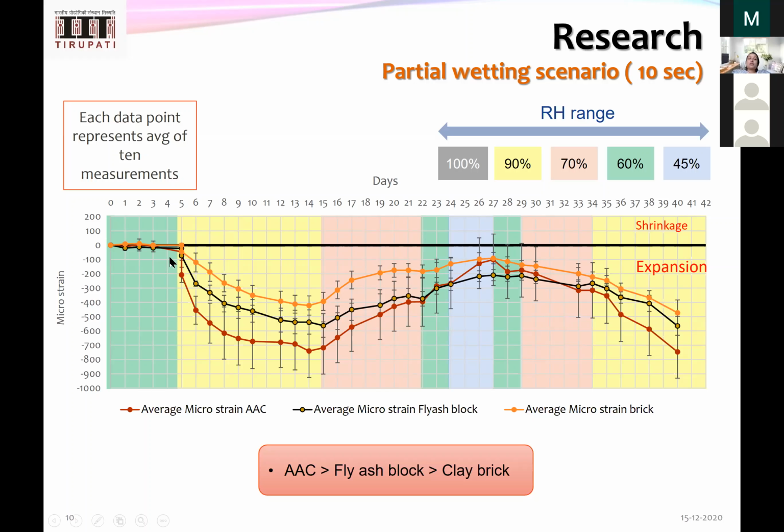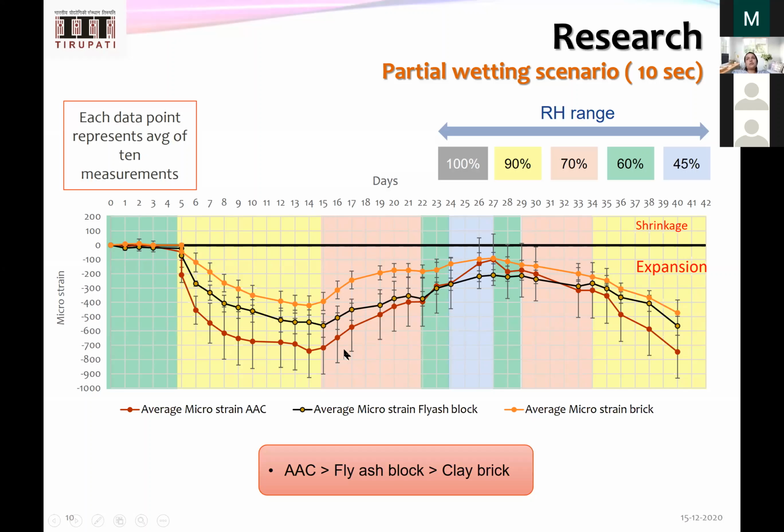the AAC blocks, if you see the strain it is attaining, is in the expansion region. It's free to expand, as I just kept the brick free to expand. It's in the range of at least 700 to 800 when it reaches 90% relative humidity. This is possible in some parts of the country. And in another part of the country, I may have a relative humidity of 45%. If I look at that range, my strain is in the order of 300 or 400. So here what you can clearly understand is AAC blocks have high strain or high expansion.